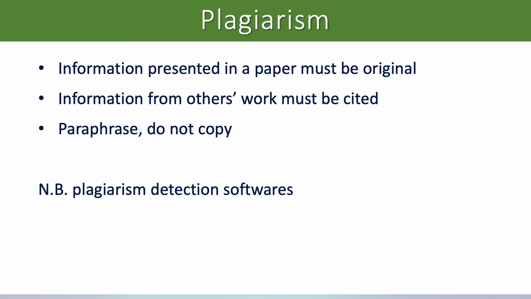Aside from authorship, plagiarism is also another issue. All information presented in the manuscript must be original, and if information from others' work has been used, then it must be cited, and it must be paraphrased as opposed to being direct word-by-word copies. Most journals use plagiarism detection software, so if you use others' work without citing them and without paraphrasing them, this will be detected in the submission process and the article will be rejected.